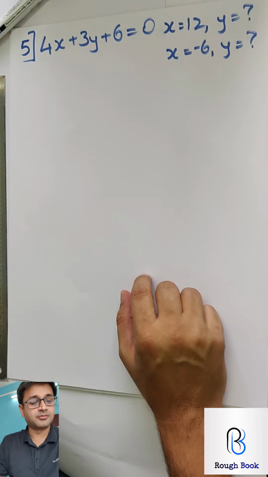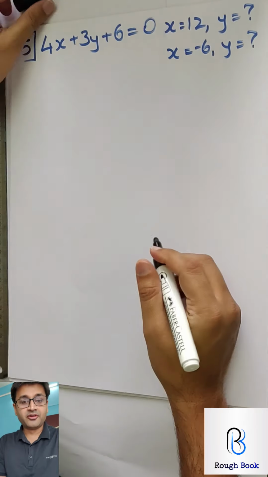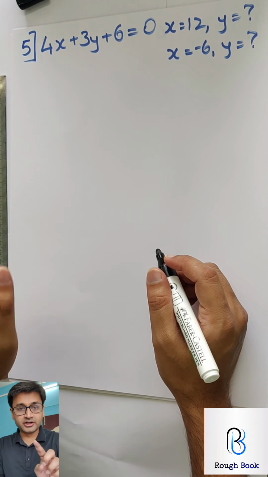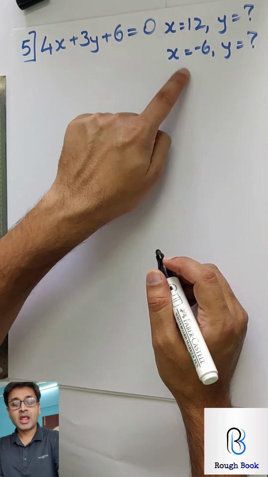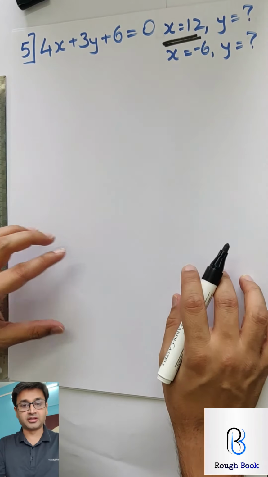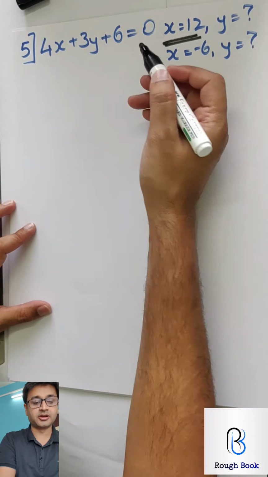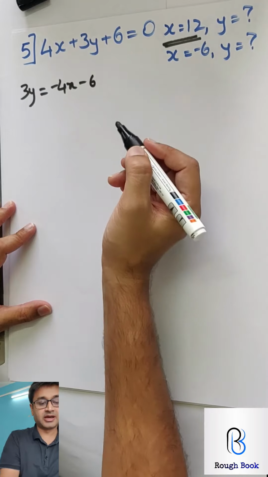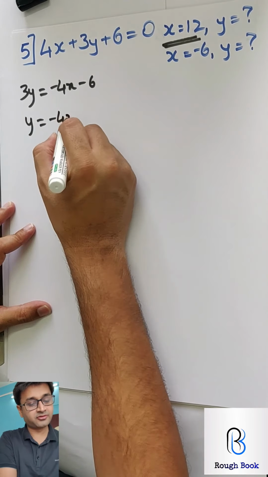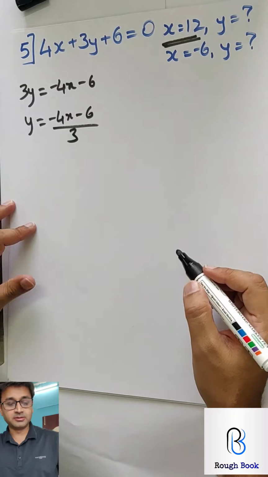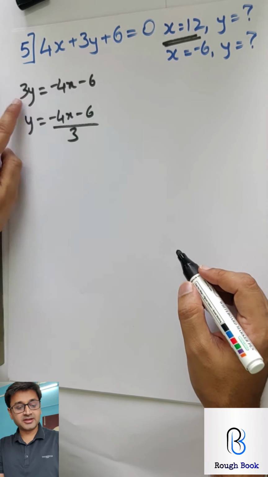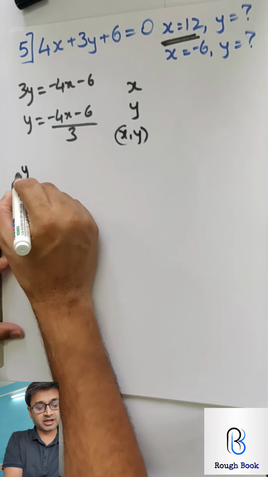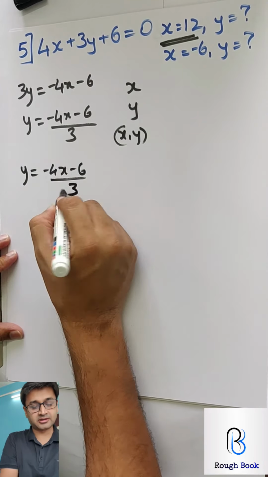I want everyone to try sum number 5. Come on, hit it. The fifth one is just like exercise B of coordinate geometry, the last question, if you remember. This is going to be tricky. I don't know whether it will fit in the graph. I don't think so, but still let's try. Let's first get the 3 coordinates. So I'm making y the subject: y is equal to minus 4x minus 6 by 3. The table: x, y, x comma y.